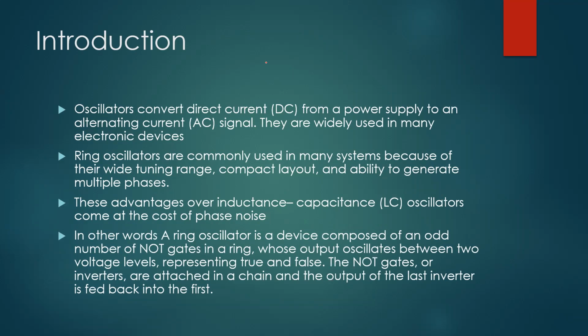The NOT gates, or inverters, are attached in a chain, and the output of the last inverter is fed back into the first. The signal from the last NOT gate is fed back again.